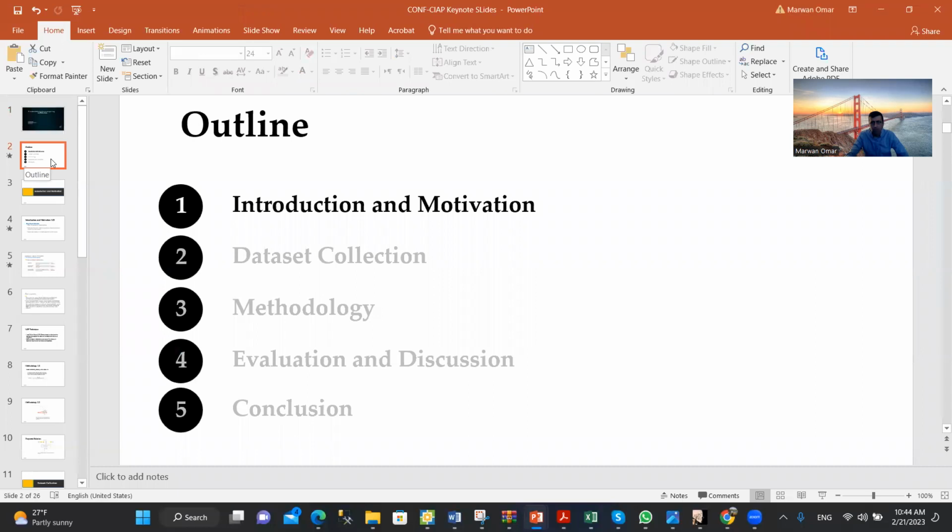Here is the outline. We are going to start with an introduction and motivation to the problem statement. We are going to talk about our data set collection. Then we will move on to talk about the methodology that we use for implementing our technique, then evaluation and discussion of the results, and then we'll wrap up with a discussion and conclusion with future work.